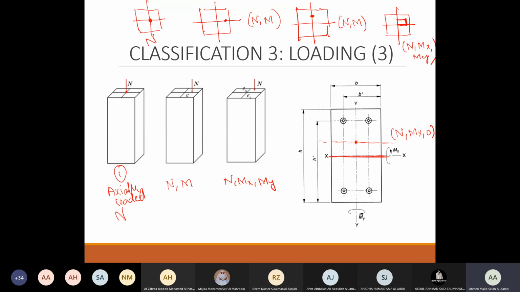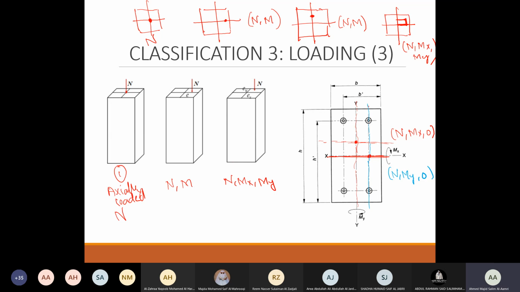If my loading came here, my y-axis should have been here, but now it has been shifted to this place. So now what will happen? You will be having N, MY, and then 0. Are we clear? Okay. So now we explained the meaning of MX, MY, N, axially loaded, uniaxial, and it goes on.